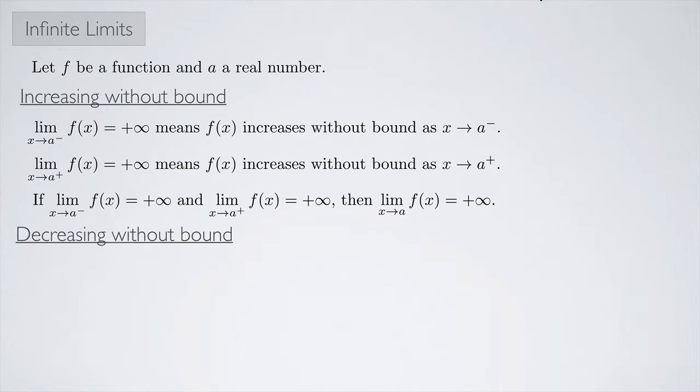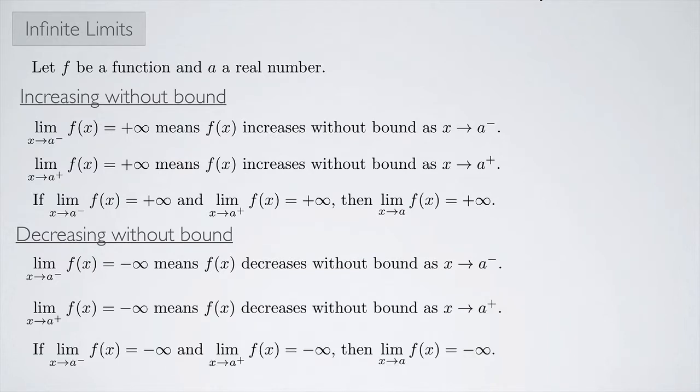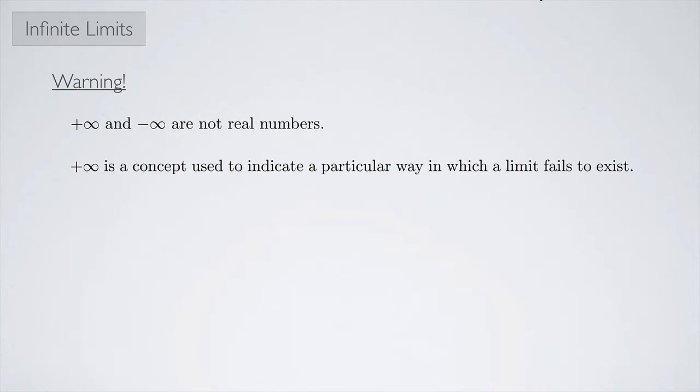And then for decreasing without bound, you'll see that we have three very similar definitions. Keep in mind, like I said, these values of positive infinity and negative infinity are not real numbers, they're concepts. So to really drive that point home, I just want to make this explicit. Plus infinity and minus infinity are not real numbers. For example, this positive infinity is a concept used to indicate a particular way in which a limit fails to exist. So what I mean by that is that you can't say things like plus infinity minus plus infinity is 0. That's not true. We don't treat them like real numbers.